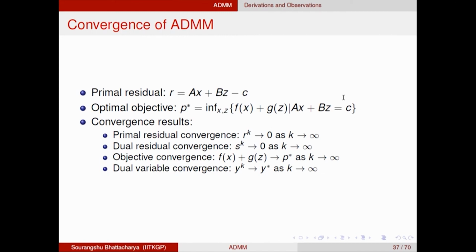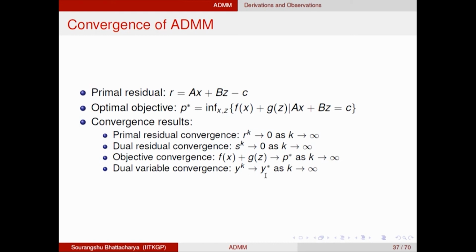So these are the convergence results that happen. The primal residual must go to 0. The dual residual must go to 0. The objective function must go to p star. And the dual variable should converge to the actual dual variable.